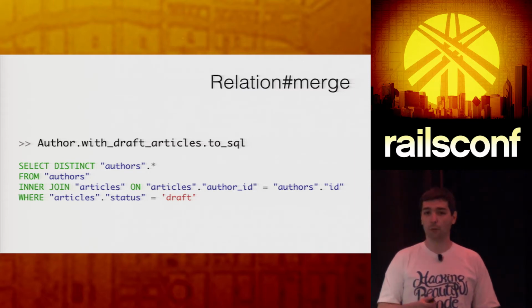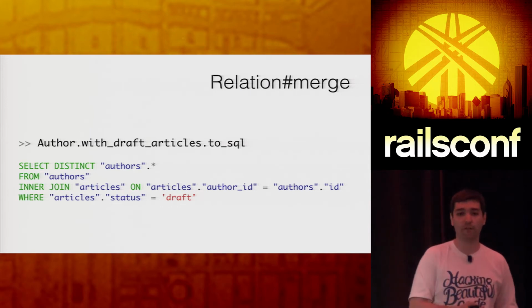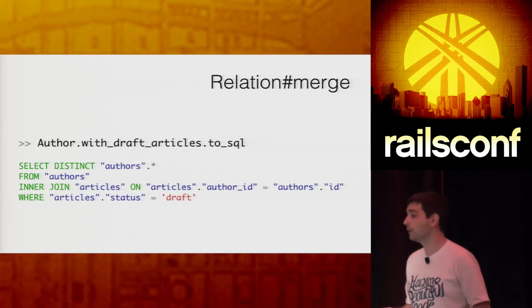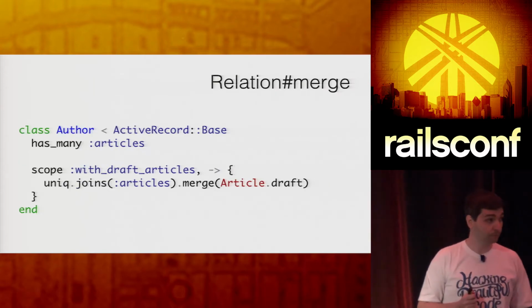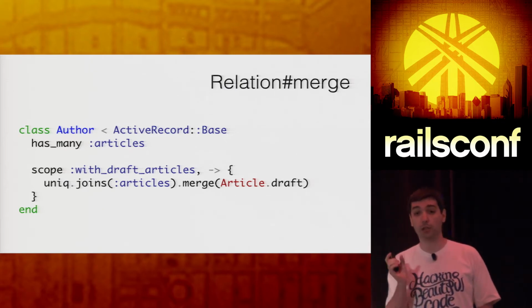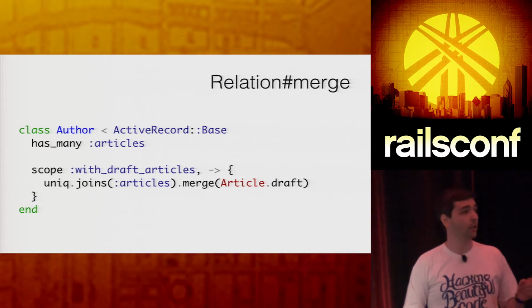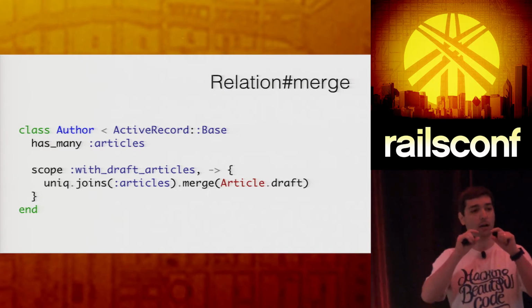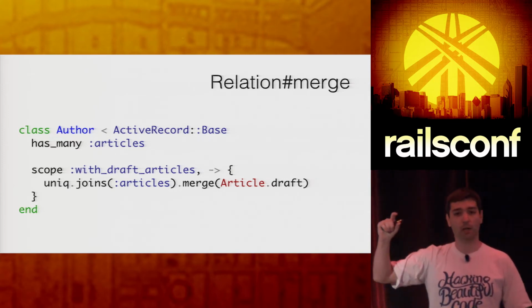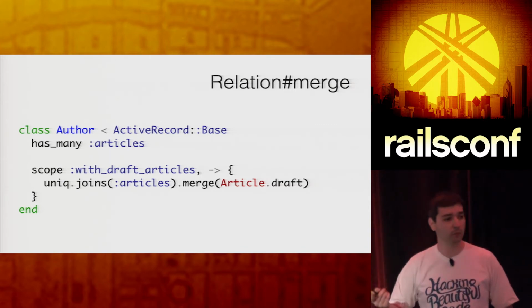Okay. What's the problem with that? The problem is that Author knows too much about the draft condition. What is a draft condition for an article? And how can you refactor that a little bit? We can use the relation merge method. So you can merge a condition, a scope, a relation from another model, for example, like I'm doing here. So instead of saying article's status draft, I'm just saying merge the conditions from the Article draft scope. So it's going to grab the conditions from there and we have removed the duplication.